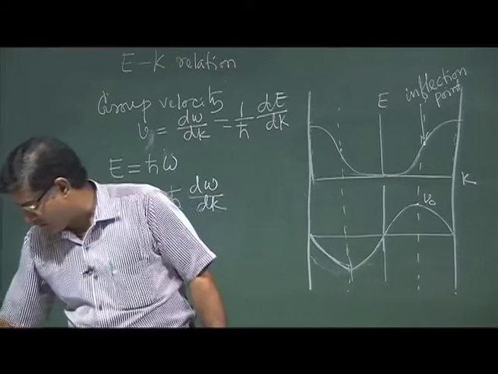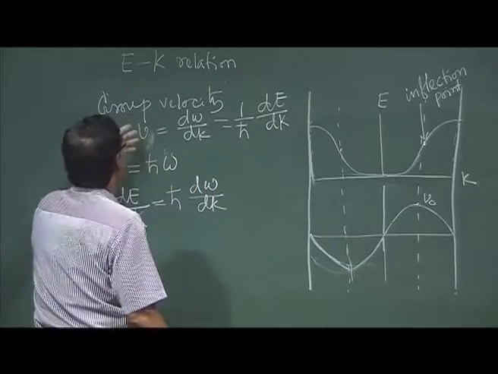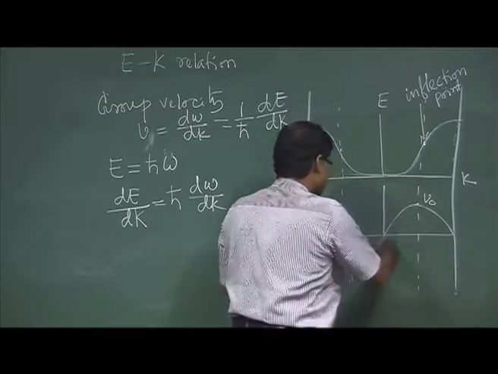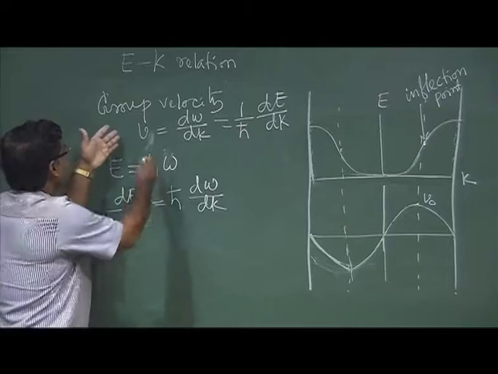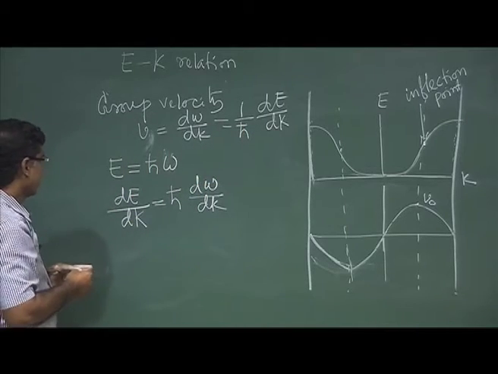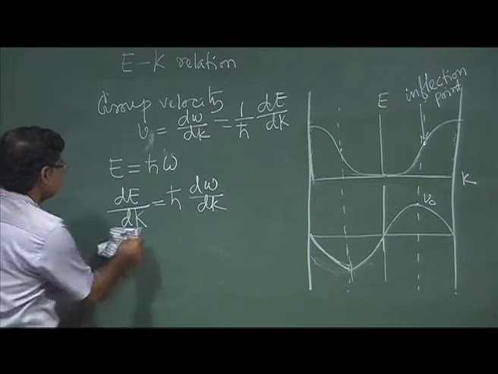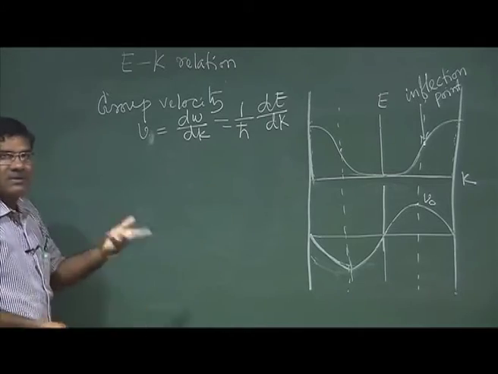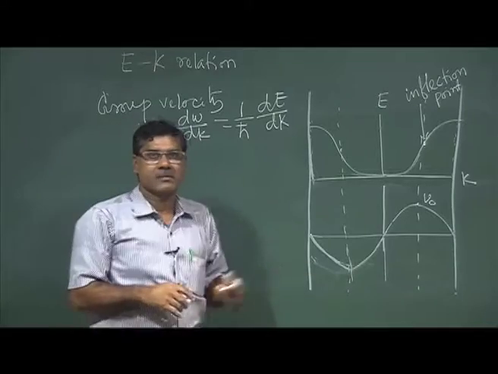So, I will continue with the velocity of the electron in a band. So, it changes like this, and this is the definition of velocity. Now, if you just consider the free electron, not in a band.